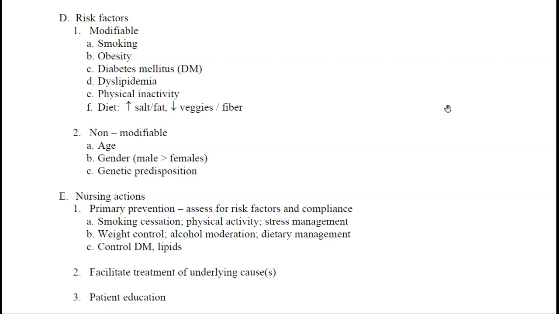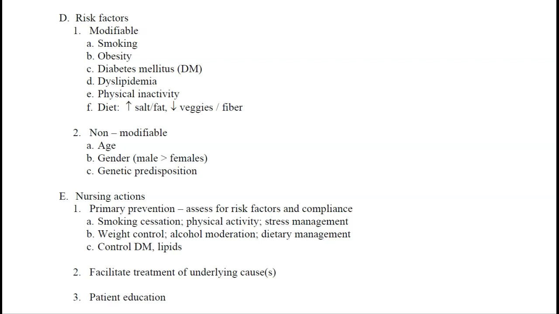So age, obviously we can't do anything when it comes to age. As people age, the vessel's elasticity goes down, and after age 60, there's an increased risk for developing hypertension. As we age, we have higher risk for developing cardiovascular disease. Unfortunately, gender is also a risk factor. Males are at a higher likelihood of developing hypertension compared to females. And there's also genetic predisposition.